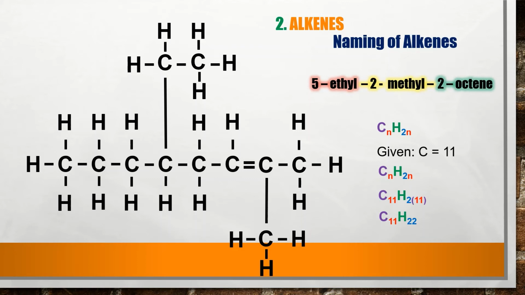Let's check if there are really 22 hydrogens in our structure. Let's count. 1, 2, 3, 4, 5, 6, 7, 8, 9, 10, 11, 12, 13, 14, 15, 16, 17, 18, 19, 20, 21, 22. So our structure is correct. Let's now proceed to the third hydrocarbon, the alkynes.